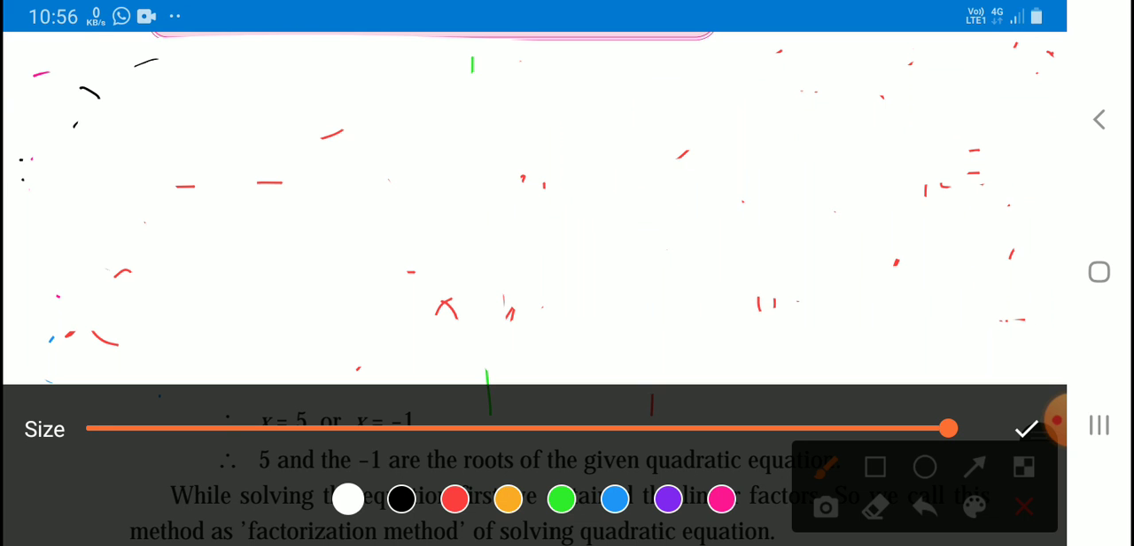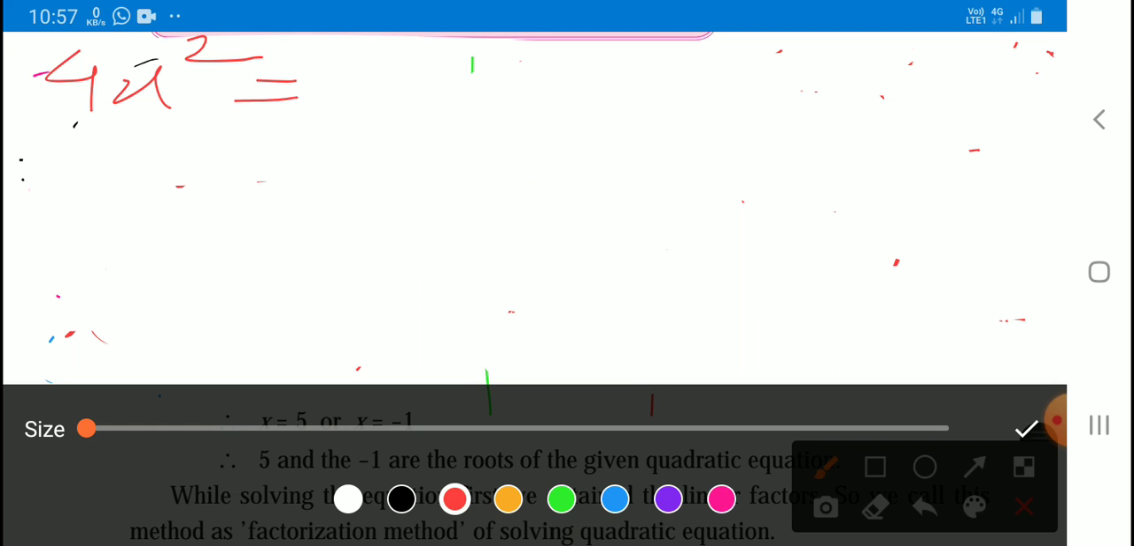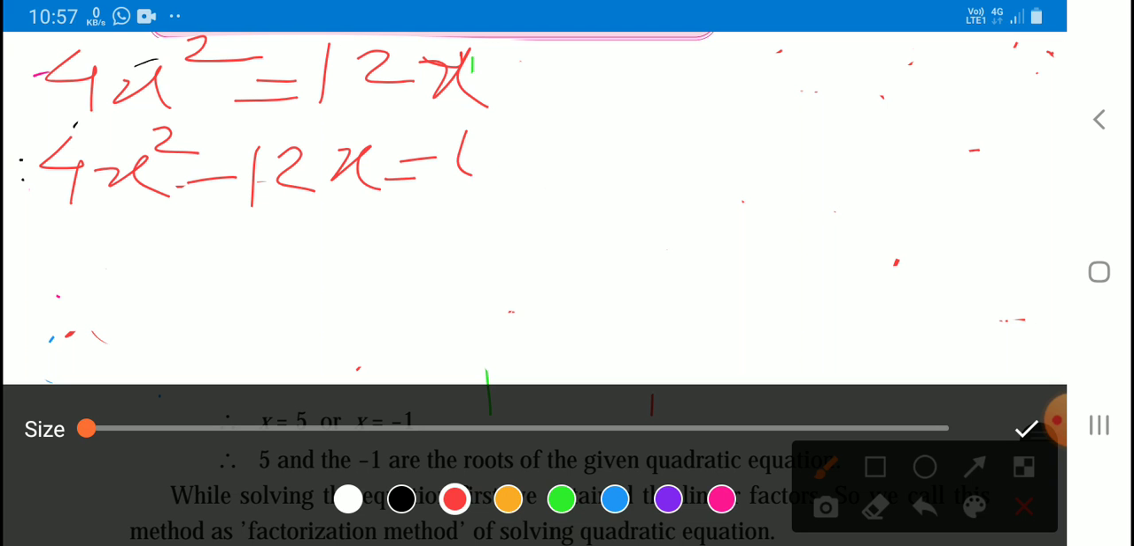Now I will write the next type of factorization example. Suppose 4x square is equal to 12x. Now how to solve this equation? So look here, 4x square minus 12x is equal to 0.